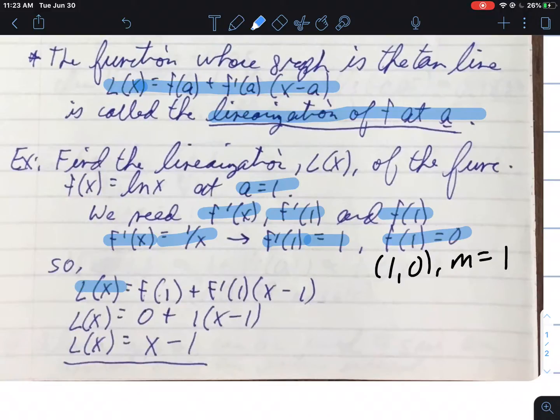So L of x is f of a plus f prime of a times x minus a. And so I'm plugging in f of a, which is 0, f of 1, f prime at 1, which we found to be 1, and then a is 1. And then we're just simplifying that. And I get L of x equals x minus 1. Now what is that? That is the linearization of our function f of x at the point where a equals 1, or at the point (1, 0). It's also the equation of the tan line at the point (1, 0). That's what it is. So it's just different notation, that's all.